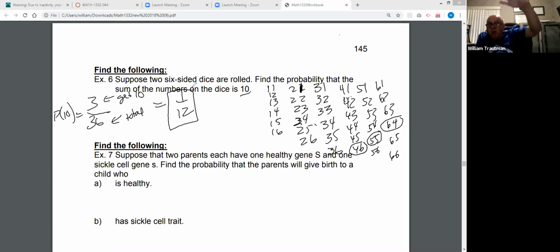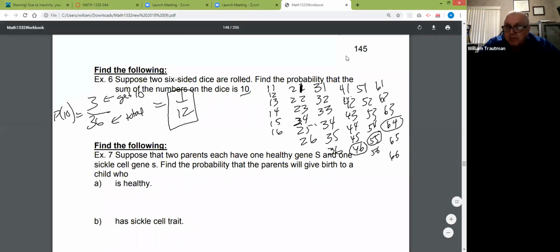So it's good to have all 36 of those written down. What if they say, what's the probability that they add up to 8? So you have to find out how many add up to 8. Unless you don't have to write them all down. If you can figure it out in your head, that's fine. Everybody okay with that one?